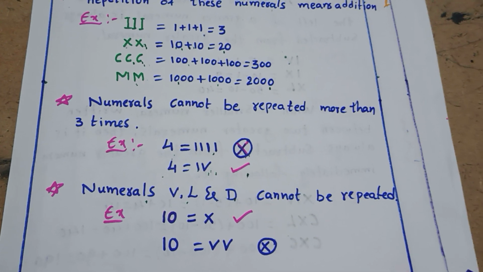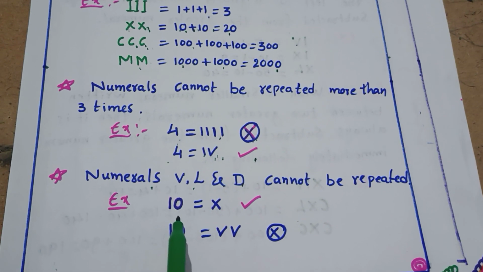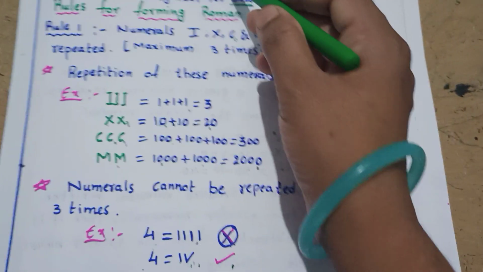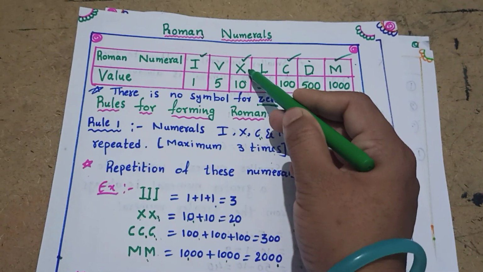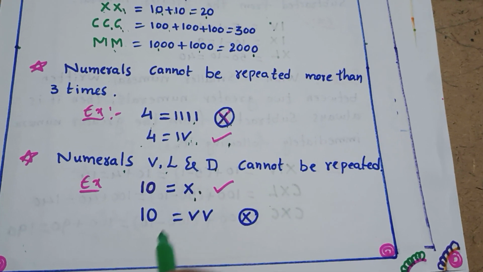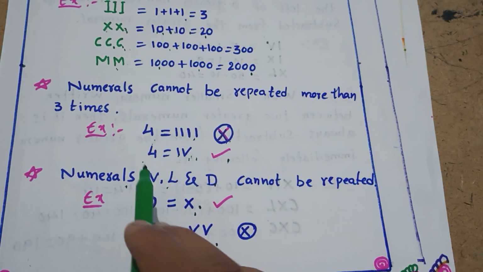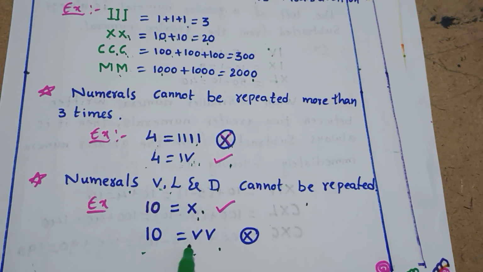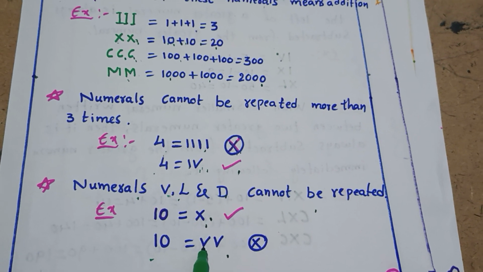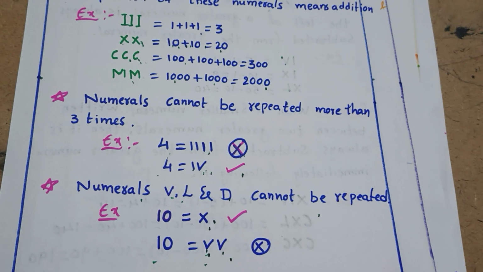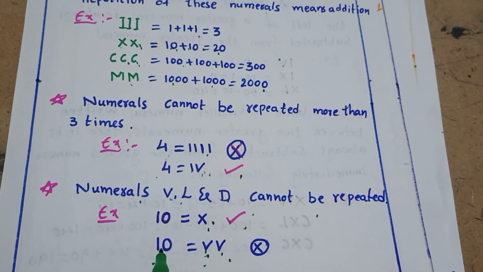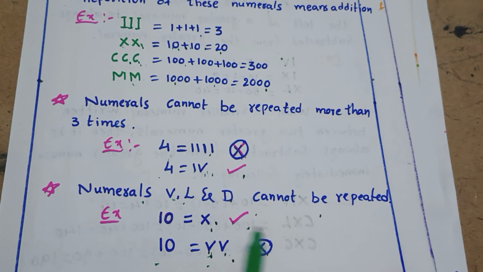It means, see, 10. Can you write 10 like this? Yes, we can write 10 as X. But we cannot write 10 as VV, because V cannot be repeated. It is wrong. 10 can be written as X only. 10 cannot be written as VV.